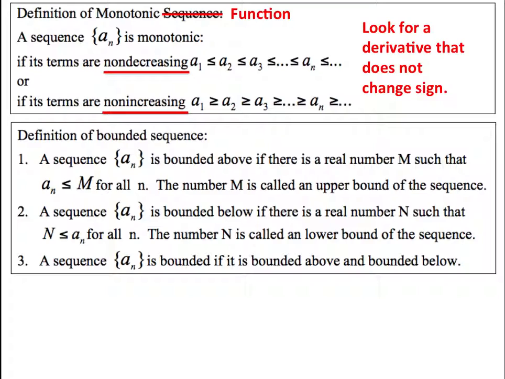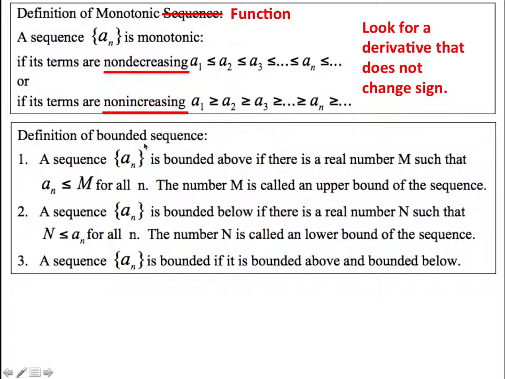And so if we think about that, non-decreasing basically means something that looks like this, and non-increasing means something that looks like this. If we look at those, they all have a derivative that doesn't change sign. In other words, if non-decreasing looks like this, then we would always have a positive derivative. Non-increasing looks like this, we'd always have a negative derivative. So we can check the derivative and determine whether the sequence is monotonic or not.